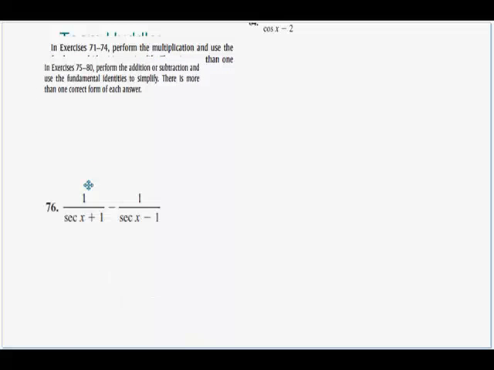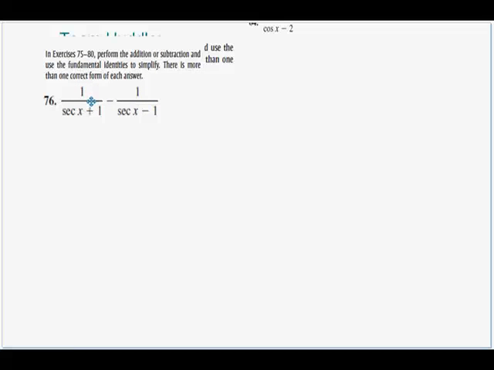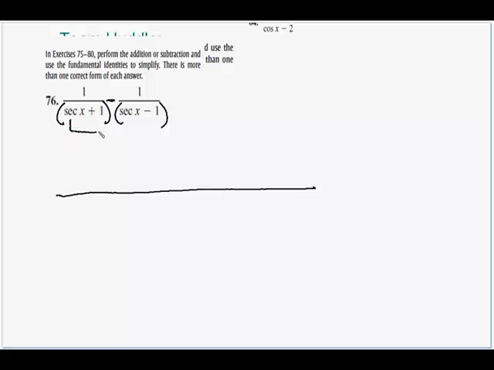And here's our last one. And this said perform the addition or subtraction and simplify. So we're subtracting two fractions, different denominators. We need a common denominator. And that is these two multiplied. And we have secant plus 1 and times secant x minus 1. That's a sum and a difference. So the shortcut is our first terms squared, secant squared of x, minus, always minus, our second term squared. 1 squared is 1. So secant squared minus 1 will be the common denominator.